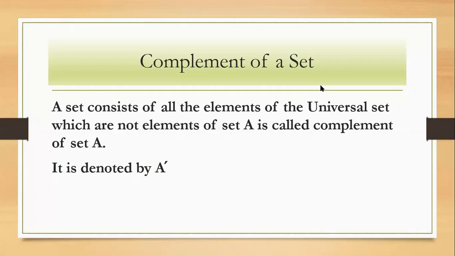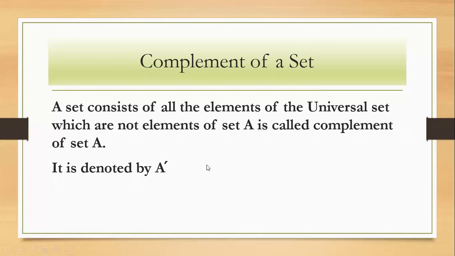Now, what is a complement? A set consisting of all the elements of the universal set which are not the elements of set A is called the complement of set A. It is denoted by A dash.